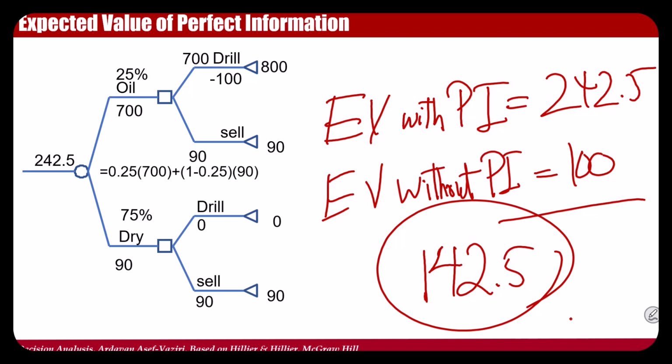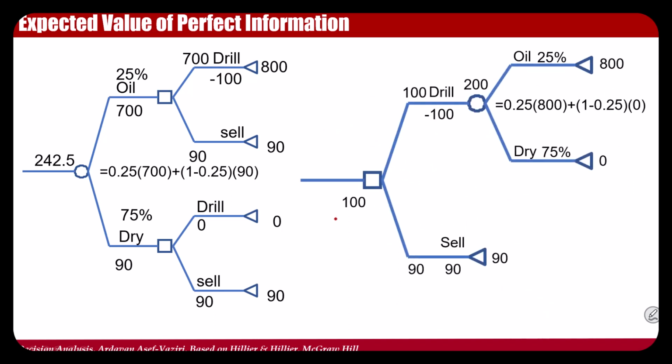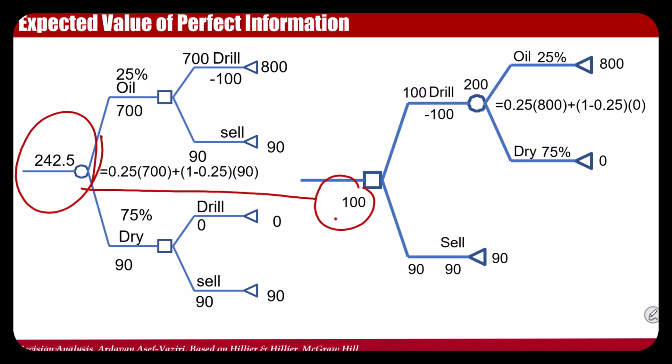We are ready to pay up to that amount to get perfect information. We will never be able to get perfect information, but we are willing to spend something between these two to get some information. And usually we refer to it as value of sample information. We will discuss it later.